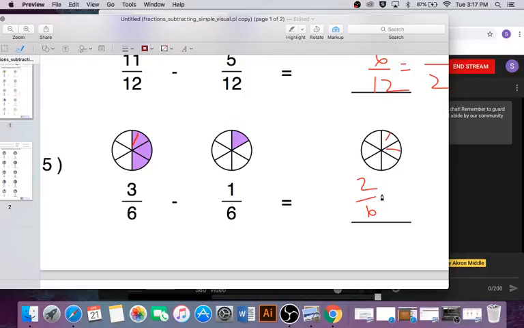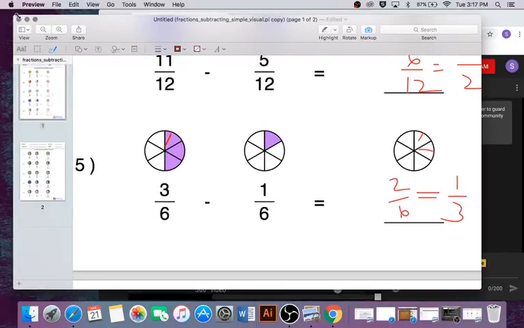Two over 6 is not in simplest terms. 2 goes into both 2 and 6 equally. So 2 goes into 2 one time, and 2 goes into 6 3 times. So our answer is 1 over 3. Okay.